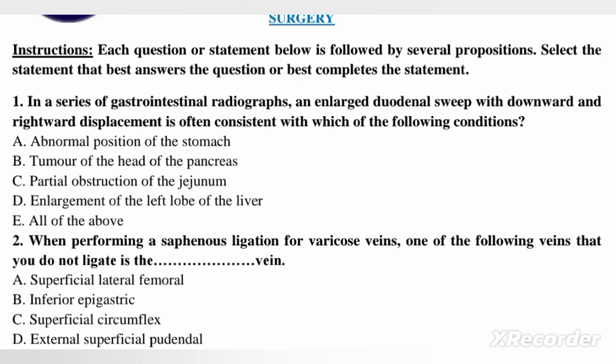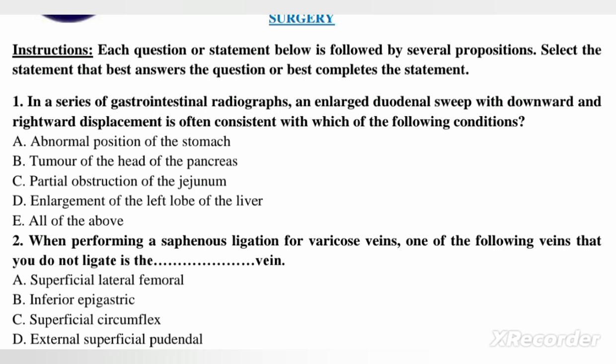So here we need to know that first of all, the correct answer here is B. Tumor of the head of the pancreas. Why? Because the enlargement of the duodenal sweep with downward and rightward displacement is often caused by a space occupying mass in the region of the pancreatic head. A pancreatic tumor in this area can compress the duodenum, particularly its second portion, leading to a characteristic deviation of its path. Option A cannot be taken here.